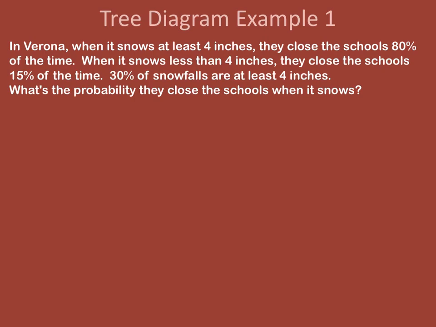So schools being closed is based on how much it snows. So our first branches of our tree diagram are going to be those that relate to it snowing. So you can see I've drawn in my two branches, and my two options for snowing were either it snows greater than or equal to 4 inches or it snows less than 4 inches. So this is the first thing that has to happen in this scenario. It snows. Now, if it snows greater than or equal to 4 inches, we have some information about school being closed. And if it's less than 4 inches, we have some information about school being closed.